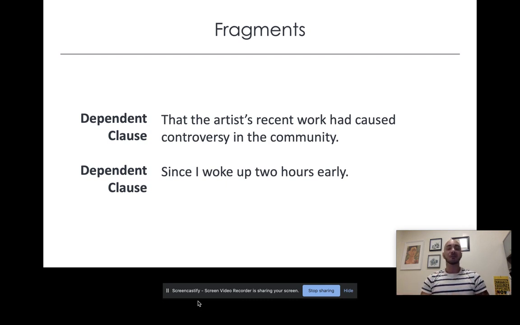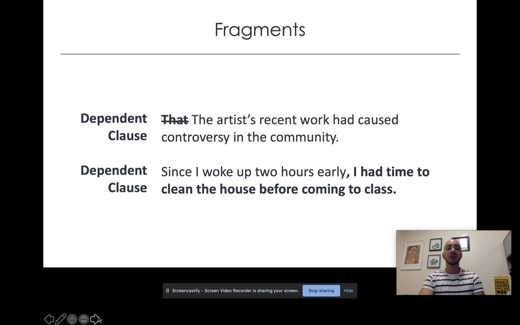The second example: since I woke up 2 hours early. Well, I is your subject in that sentence. Woke is your verb, your action word. Woke up 2 hours early is your predicate, but it's not a complete thought because we haven't answered since what? Since I woke up 2 hours early, I went for a run, or I made breakfast for my girlfriend, whatever it may be. So here are some examples of how we can fix this sentence.